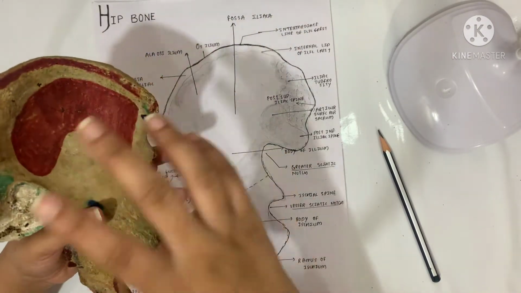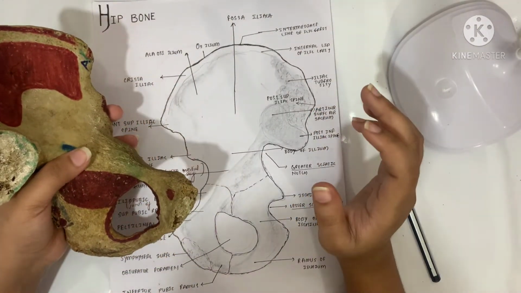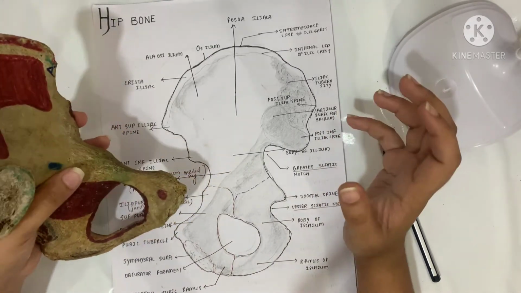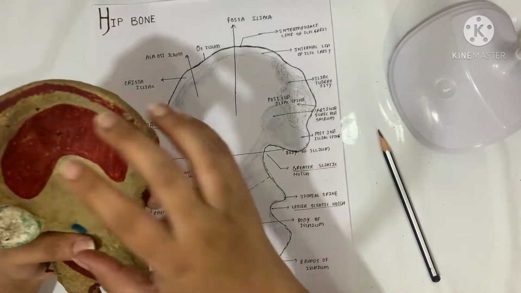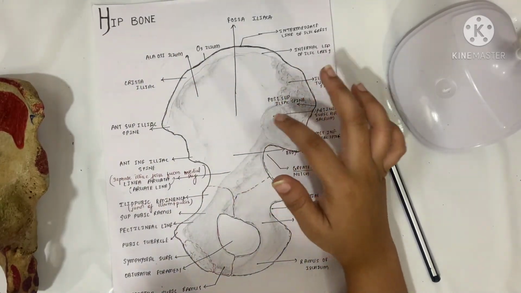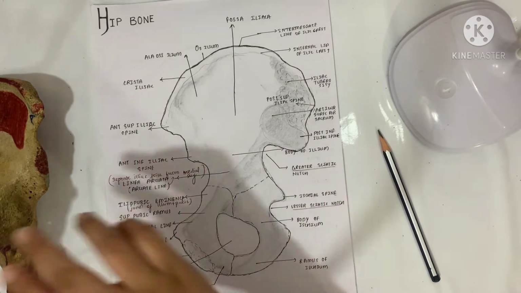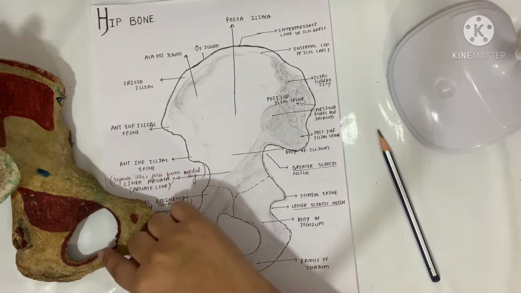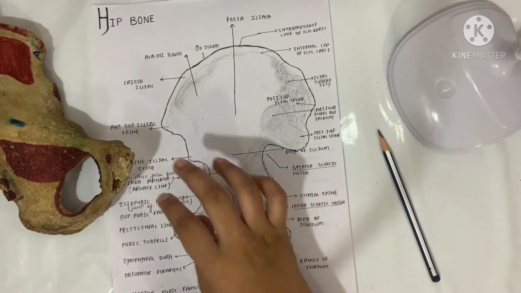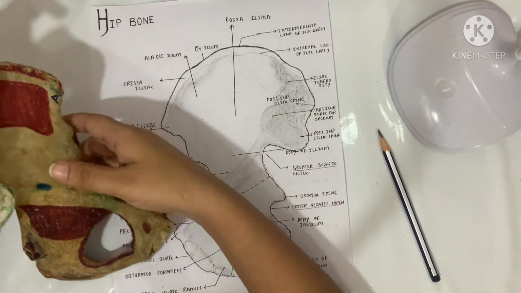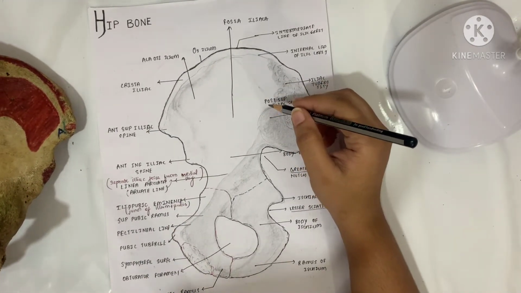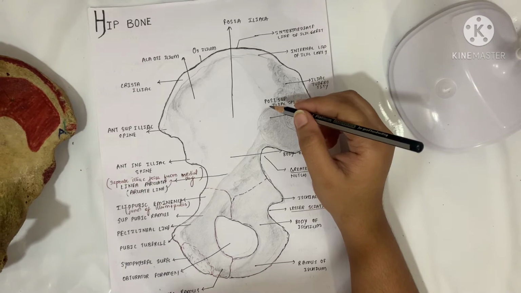See, it is a large irregular bone forming the skeleton of the hip and the buttock. The two hip bones constitute the pelvic girdle structure. It is formed by the ilium. This one is the ischium, and the one which is marked by the red is the pubis. So this is the iliac fossa, also known as the fossa iliacus.